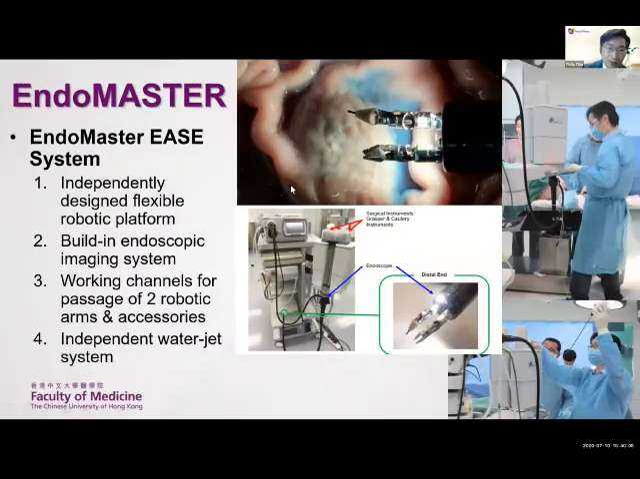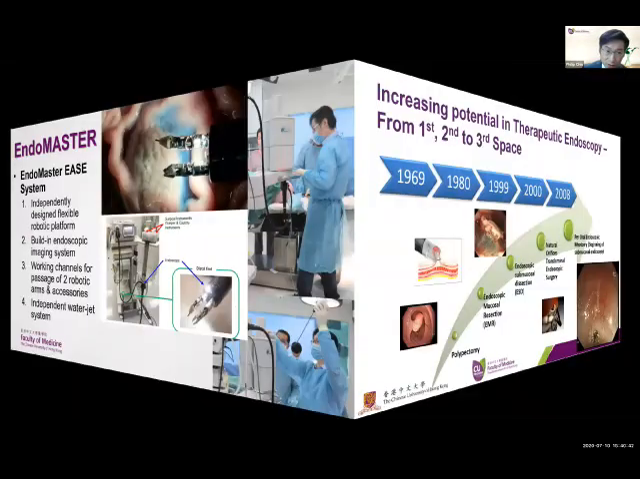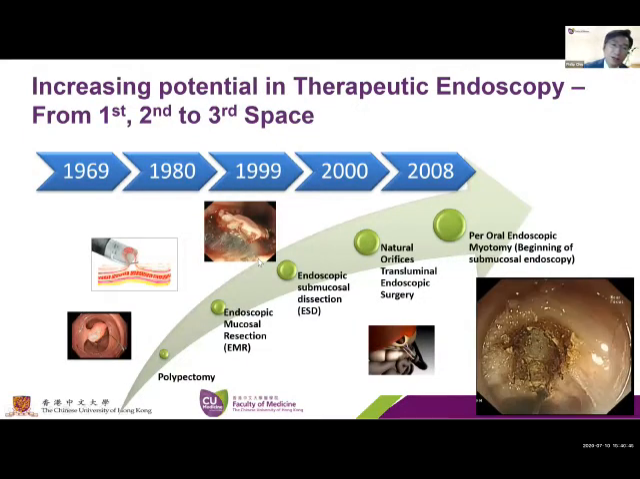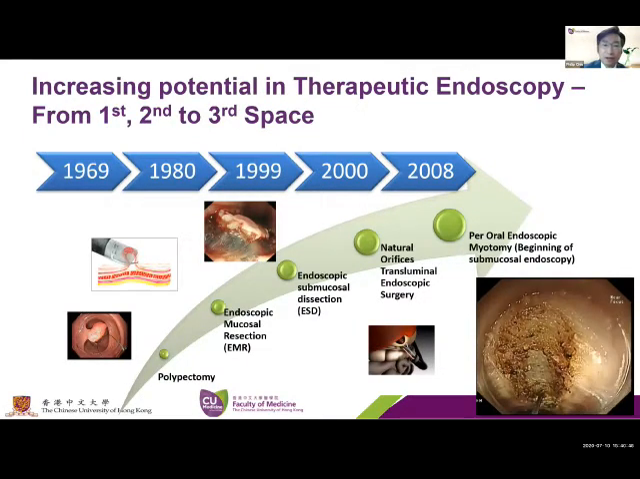So the system has been improving. This is a second generation of the EndoMaster EC system. You can see that there is a well-developed robotic arm, and also a currently independently designed flexible endoscopic platform for the performance of robotic ESD. And after a few animal studies, this system is currently in an ongoing clinical trial at our unit for colorectal ESD. As Professor Jimmy So mentioned, there is an increasing potential of therapeutic endoscopy.